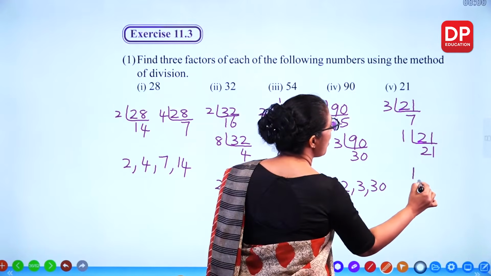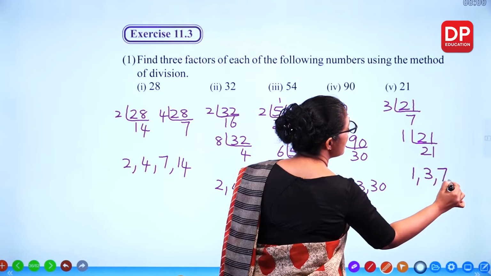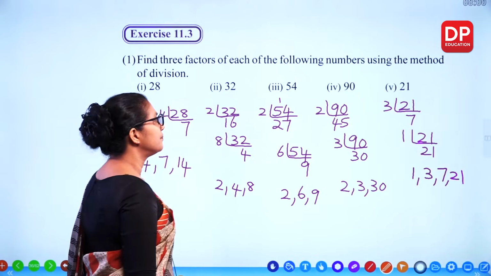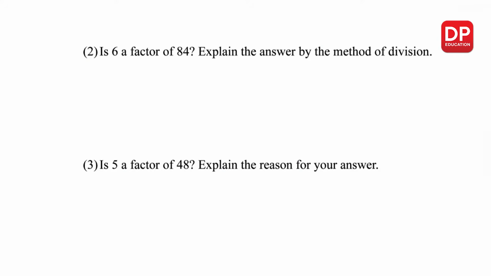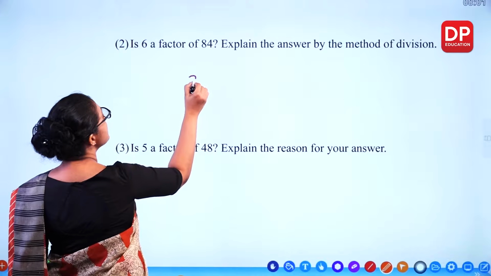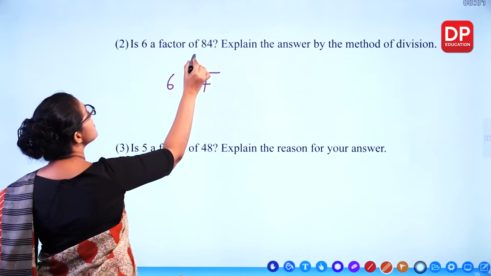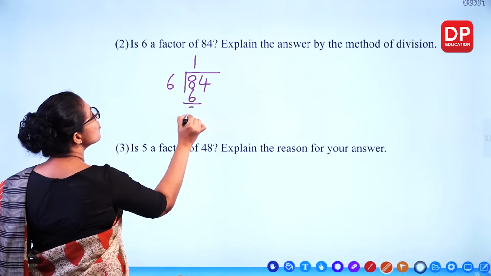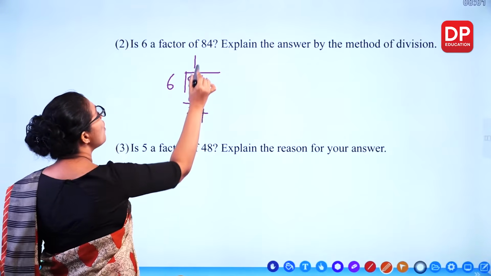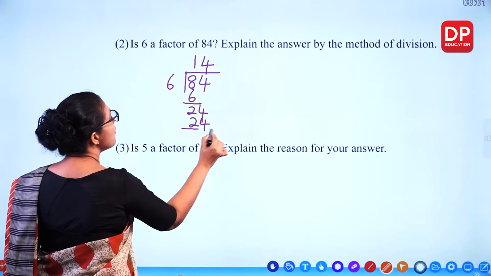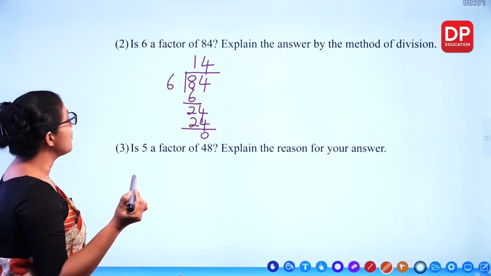So I can write 1, 3, 7, 21. Question number 2. Is 6 a factor of 84? We'll divide and see. 84 divided by 6. 6 times 1, 6. 2 remaining. For 24, that's 4. 6 times 4, 24. And the remainder is 0.